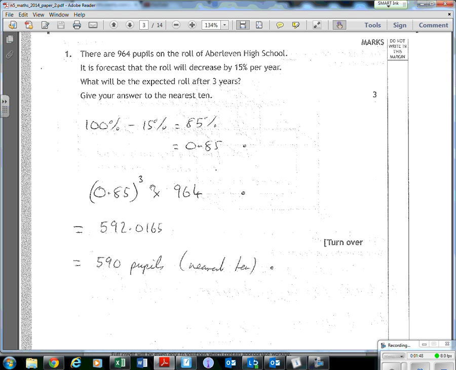So rather than doing all three lines of working there, because we know we're just multiplying by 0.85 3 times, we could just cube 0.85. So it comes out as 592.0165. And again, we're rounding to the nearest 10, so that'll be 590 pupils.